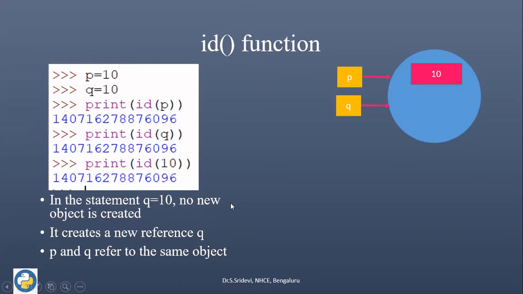In programming languages like C, when we write the statements int a is equal to 10, then int b is equal to 10, two different memory locations will be allocated for the variables a and b. Both memory locations will have the same value, 10, but they will be allocated at different memory locations. But in Python, it is not the case. Since the value is the same, both p and q will refer to the same memory location only.